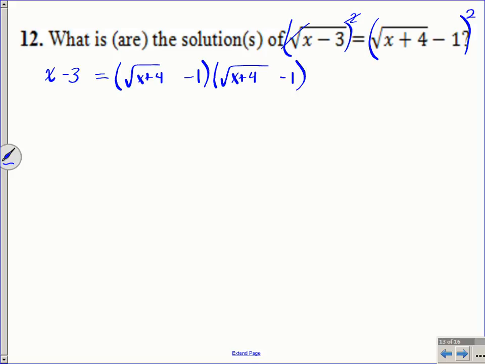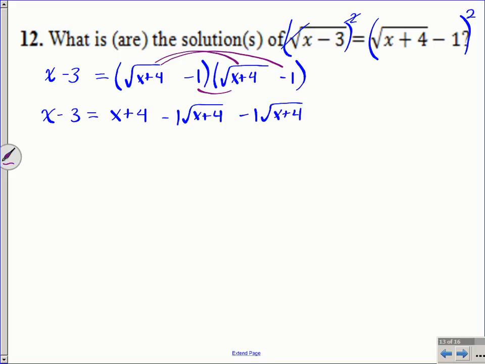Okay, so I have x minus 3 equals, I'm actually going to go ahead and FOIL this out. Square root of x plus 4 times square root of x plus 4 is just x plus 4. Square root of x plus 4 times negative 1 is negative 1 square root of x plus 4. Negative 1 times square root of x plus 4 is negative 1 square root of x plus 4. And negative 1 times negative 1 is plus 1. So we've eliminated one of our radicals. Seems we've created two new ones, though.